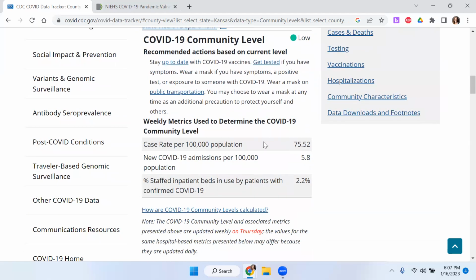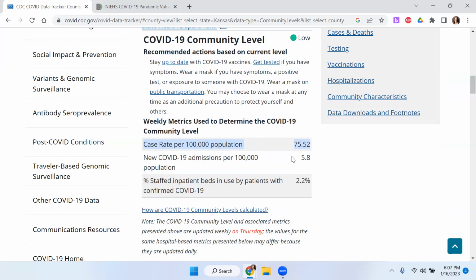What most people are seeking is down below, the weekly metrics used to determine the COVID-19 community levels. Most people are looking for this number. What is the rate of COVID in my area right now? And 75.52 is my local number, and that is a large number. The CDC's definition of low numbers is under 10 cases for a low number of cases.